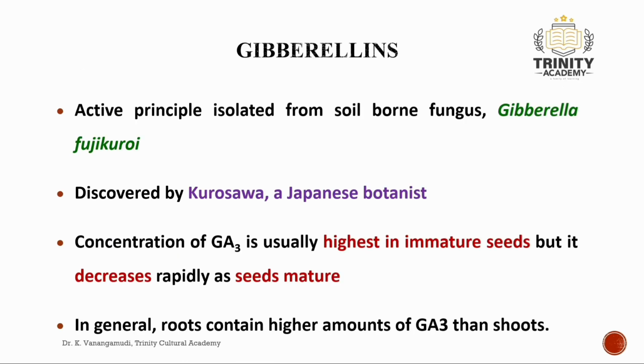Next one is gibberellin, the second most important plant growth promoter, which is isolated from the fungus called Gibberella fujikuroi, the causal organism of Bakanae or foolish seedling disease. It is discovered by Kurosawa, a Japanese botanist. It is produced in embryo, root or young leaves. More than 60 types of gibberellins are there. Among these, GA3 is the most important and commercially used one. The concentration of GA3 is highest in immature seeds, while the roots contain higher amount of GA3 compared to shoots.